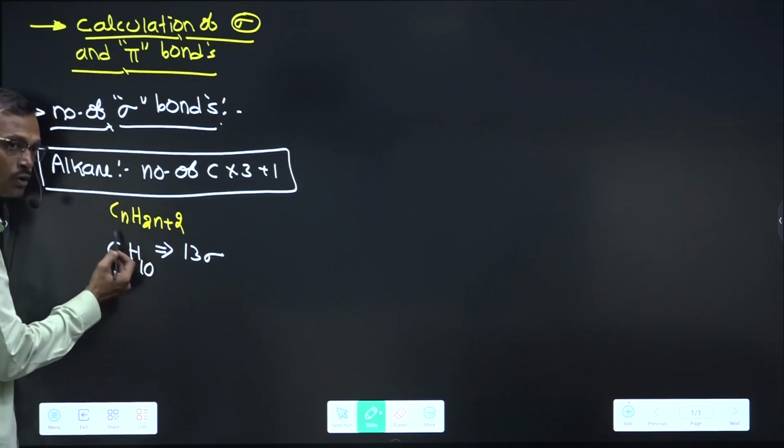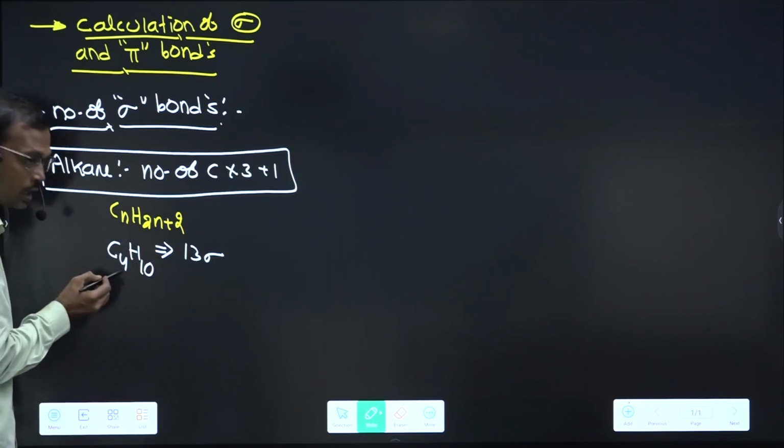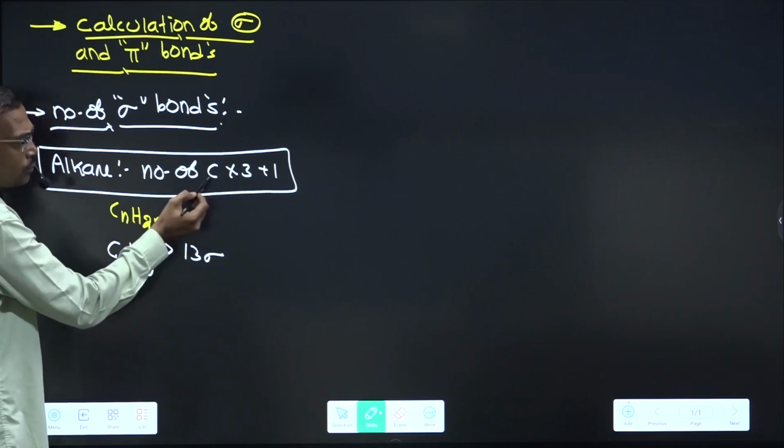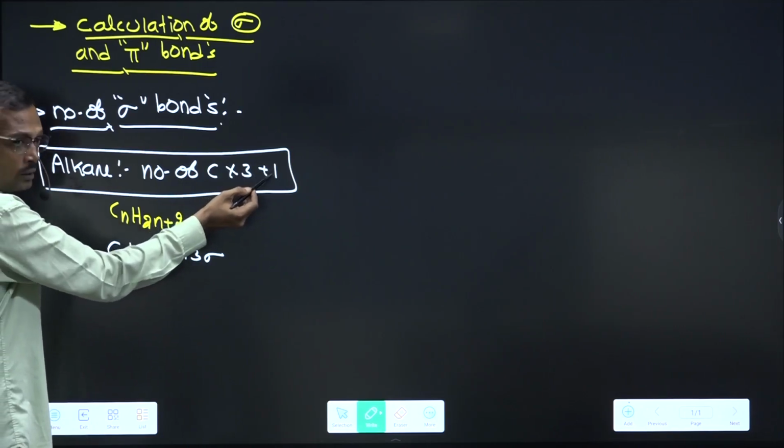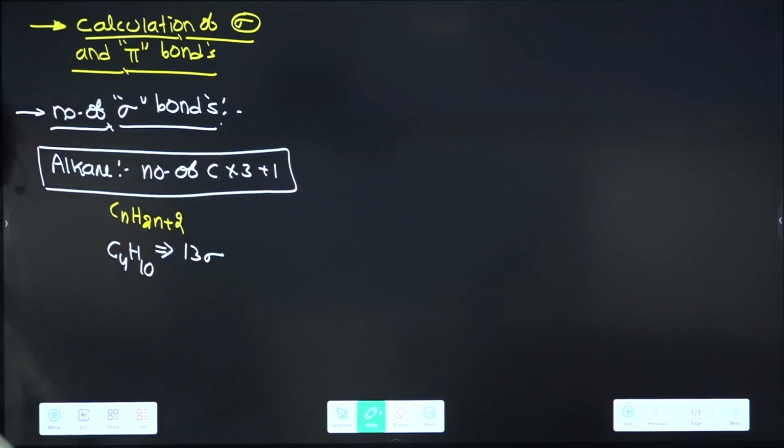Once you confirm it is an alkane, take the carbons and substitute here. Here 4 carbons are there. 4 into 3 is 12, plus 1, so 13 sigma bonds are present here. So this carries 13 sigma bonds.